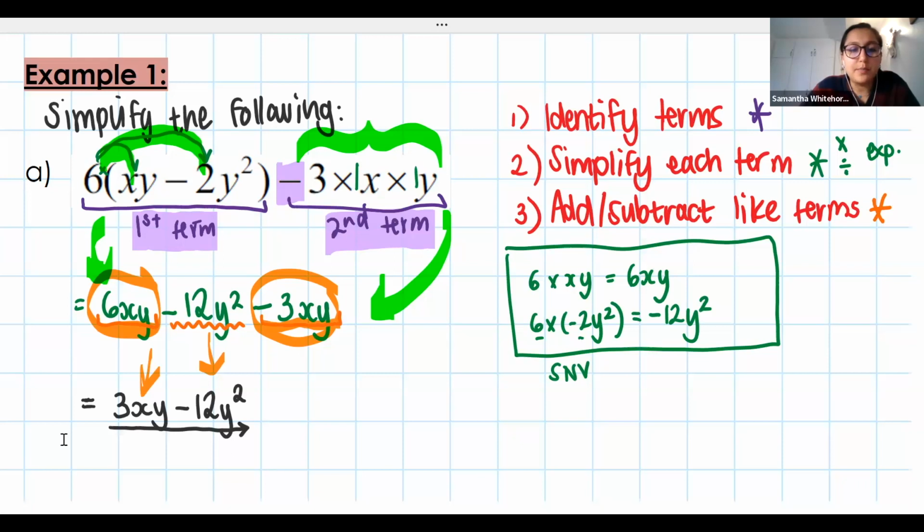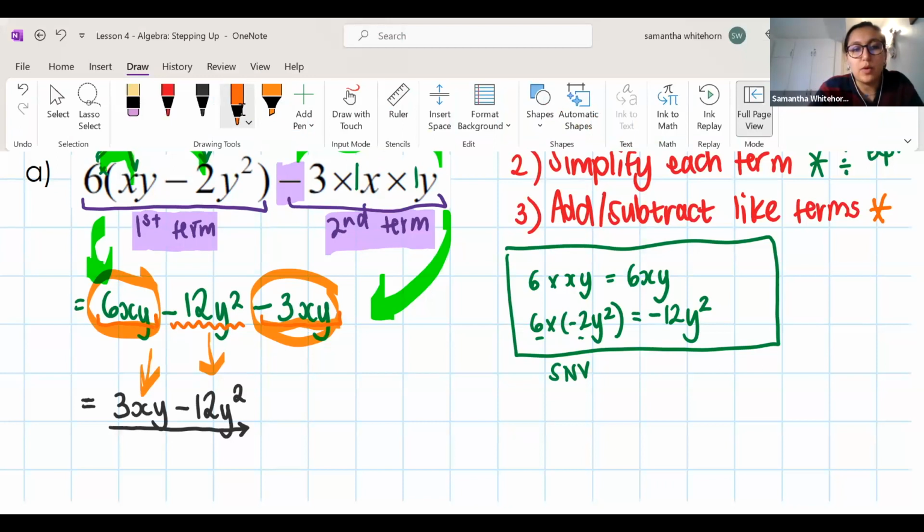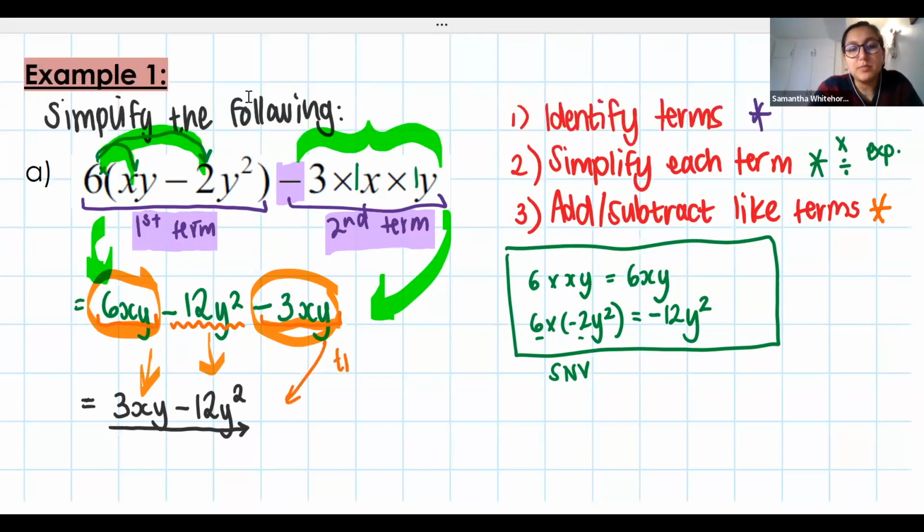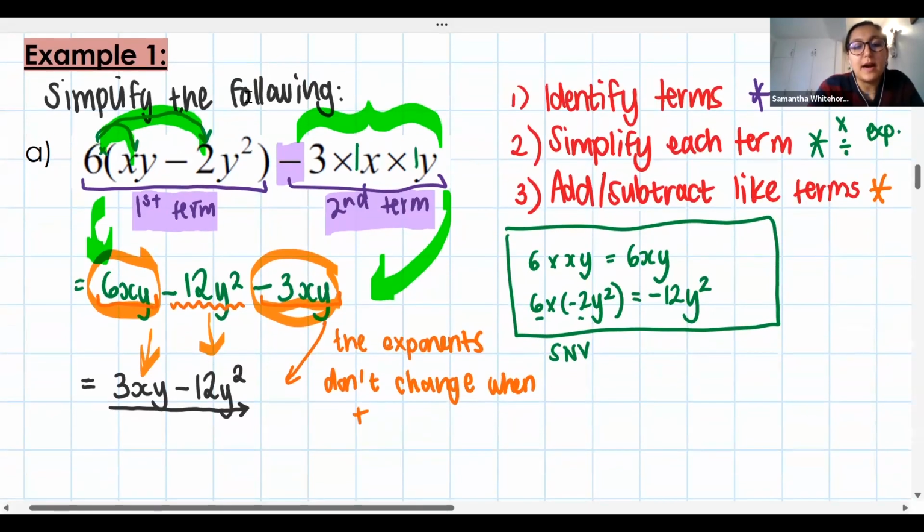So, guys, basically, when we add our like terms, so when we're in step 3 here and we're adding and subtracting our like terms, the exponents don't change when we add and subtract. So yes, if you had xy, it's going to stay xy. If you had y squared, you're going to have y squared. Exponents only change when we multiply or divide, and because we're adding and subtracting, there's no reason that the exponent should be changing. So yeah, they stay exactly the same.